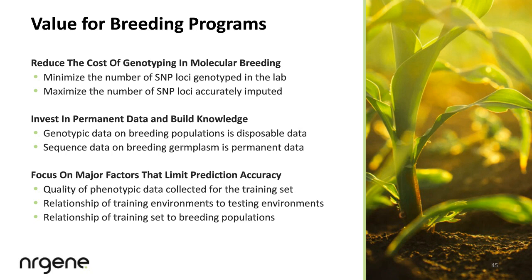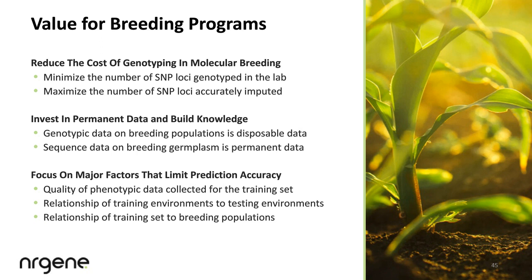Although I don't point it out in this slide, it's also true that if you can reduce the cost of genotyping by reducing the number of loci that you genotype, you can effectively expand your breeding programs by genotyping more lines within your breeding populations with some of your savings. The final thing I'd like to focus on here is just the goal in genomic selection, which is not the accuracy of imputations, but is the accuracy of predictions.